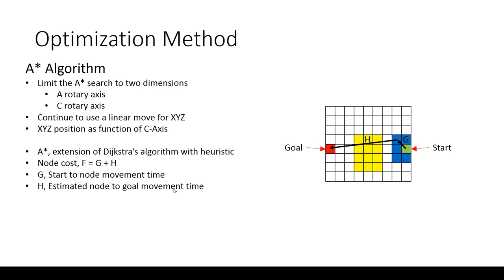As you move through the algorithm, basically you're changing the current node, and a node cost is computed. F equals G plus H. G is the start to node movement time in this case, and H is the heuristic. It's an estimated time between the current node and the goal node.